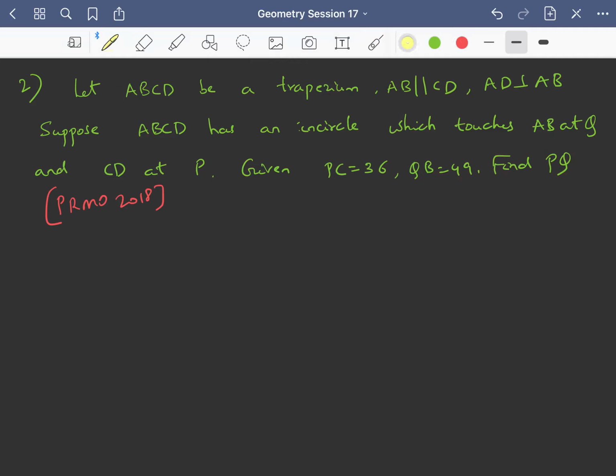Yes, so let us solve this problem. There is a trapezium in which AB is parallel to CD. Okay, so this is AB, and also AD is perpendicular to AB. So the figure would be something like this. Fine, so this is AB, CD. These two sides are parallel, AB and CD, and this is perpendicular.